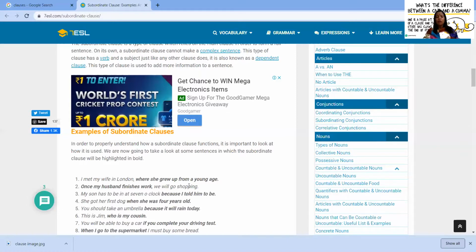Okay. So that is the reason why it is highlighted, because we are talking about the dependent clause. We are talking about the subordinate clause. So this is the subordinate clause. Okay. Now let us see. My son has to be in at 7 o'clock because I told him to be. So because I told him to be is the subordinate clause.